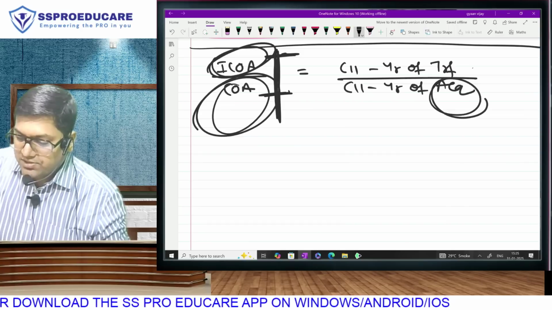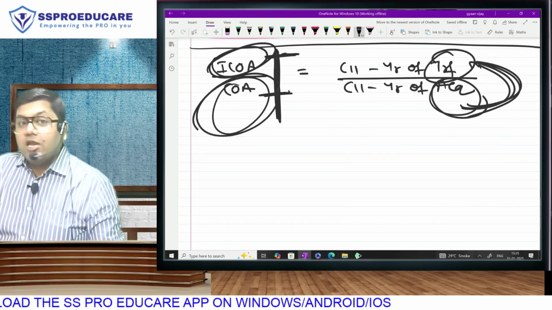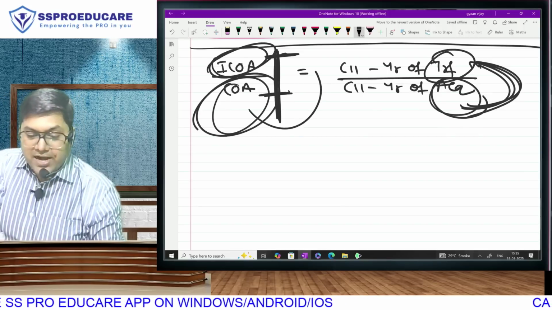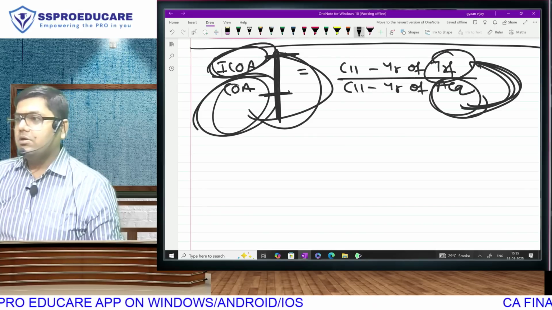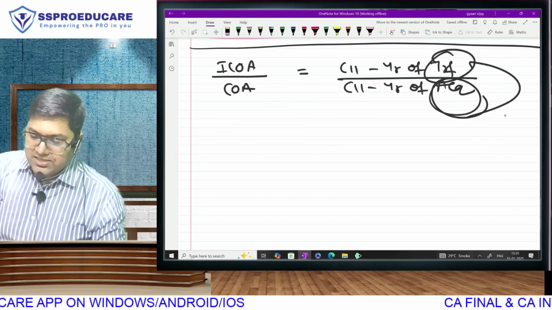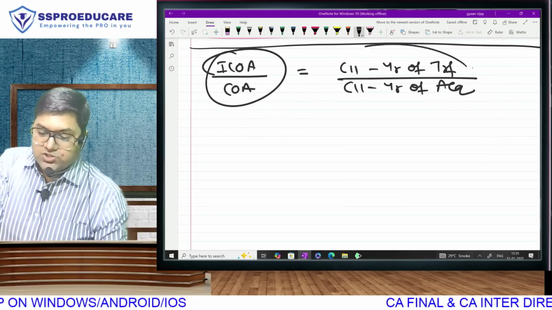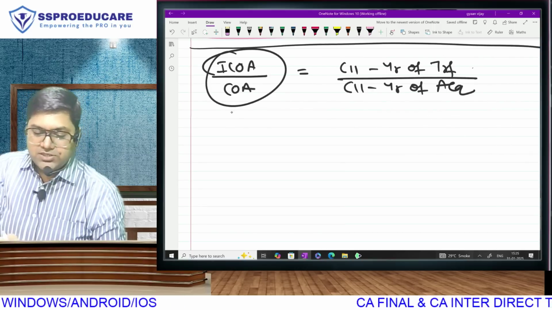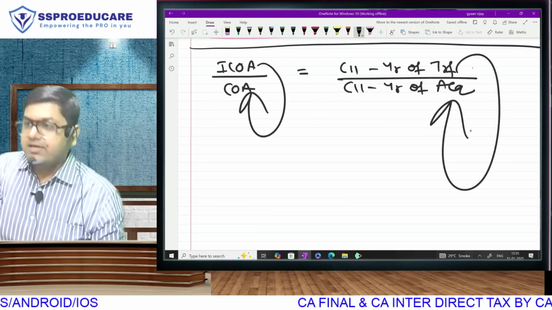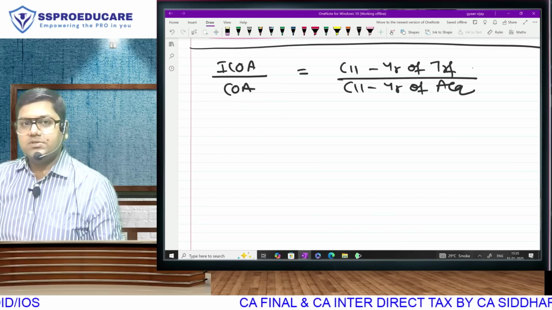Is this your year of acquisition? Between this year and this year, how much did the index increase? In what percentage the index increased? How many times the index increased? That much your cost will also increase. Between acquisition and transfer, whatever is the increase in index will also be the increase in your cost. So this upon this ratio will be the same as this upon this ratio. Index cost is that cost which bears to the cost the same ratio as cost inflation index of the year of transfer bears to the cost inflation index of the year of acquisition.